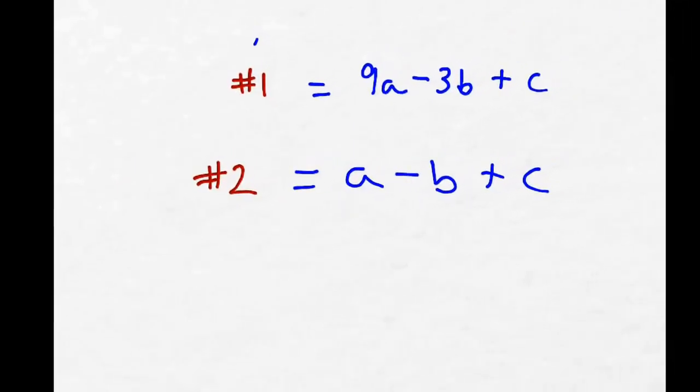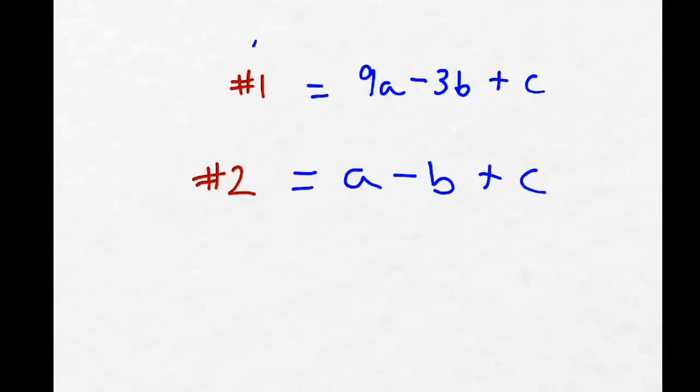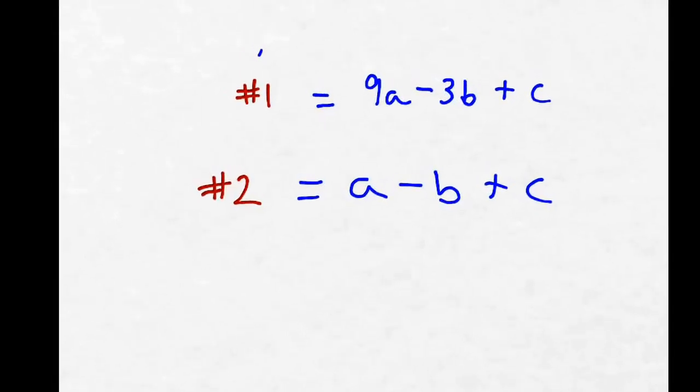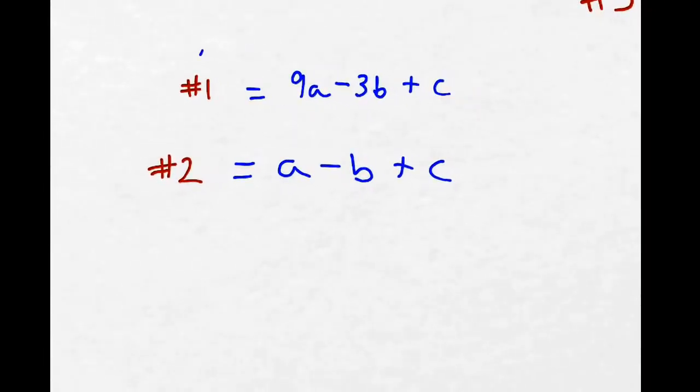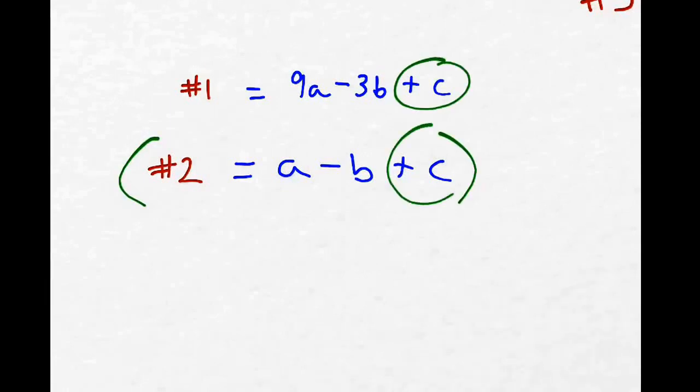What do you think would be the easiest to eliminate here? C, easily. We can eliminate C, and I'm going to do this in green. Which one do you want to multiply? The top one or the bottom one? The bottom one, okay. So I'm going to take this. I want the C's to have the same number in front. They already have the same number. That's just 1.